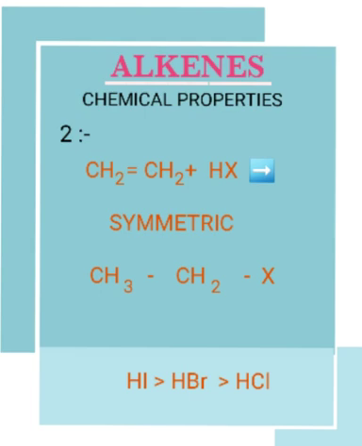Second chemical property, addition of HX to an alkene gives the corresponding alkyl halide. HX order of reactivity is HI greater than HBr greater than HCl. The alkene shown over here is ethene, which is a symmetric alkene because you have similar groups attached across the double bond.